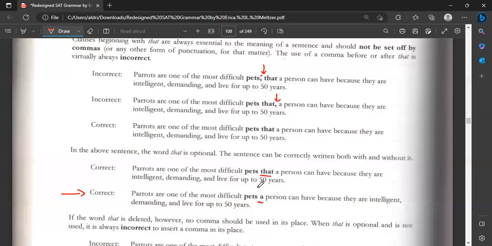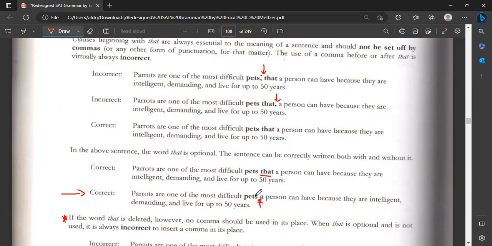Okay, and if you're going to delete it, if you notice we removed it, but we haven't put any commas. If you're going to use it, no comma should be used in this place. So this is a very important question that's right here, where I'm putting the little star or asterisk. If you remove the word that, do not put a comma where it was, because that would be wrong. Do not place a comma here. Do not place a comma right there.